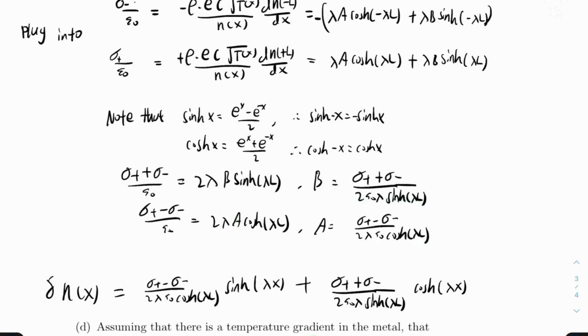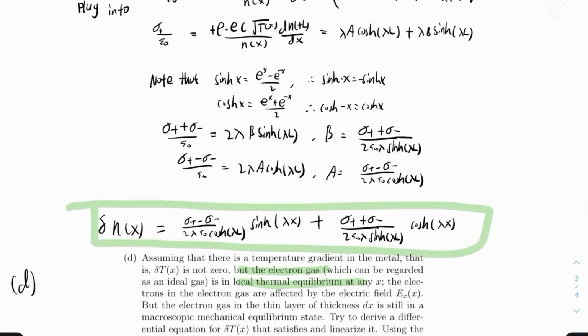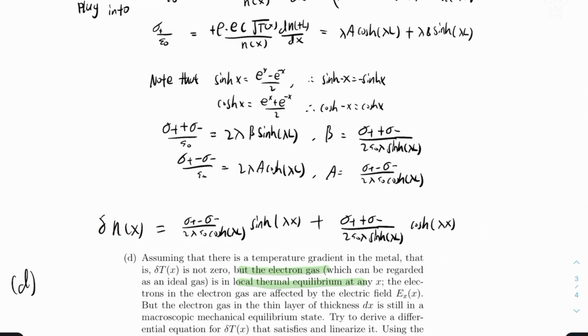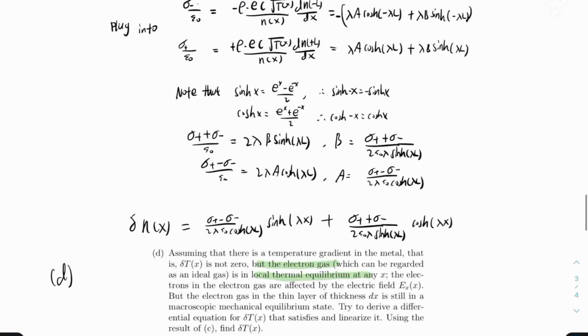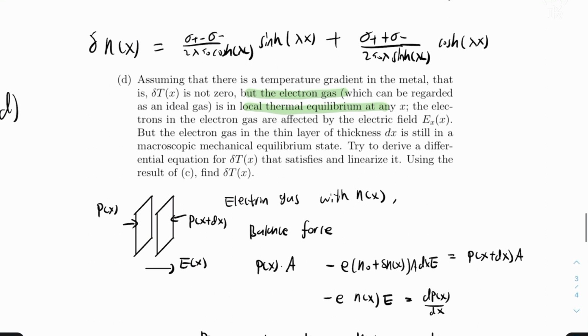And now we just need to plug in the equations, and we can see like delta n is equal to this whole term over here. And that is question C. And now let's move on to question D, which is also a hard one. So for this question, it is assuming that the electron gas is under thermal equilibrium.